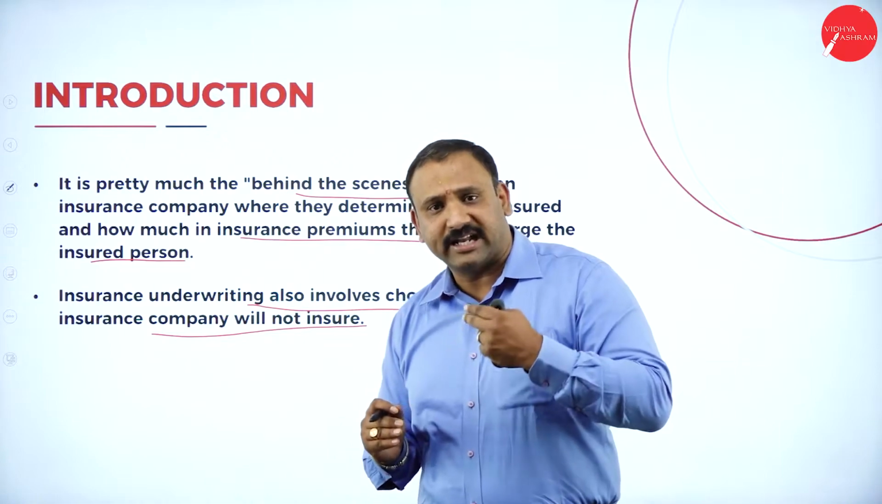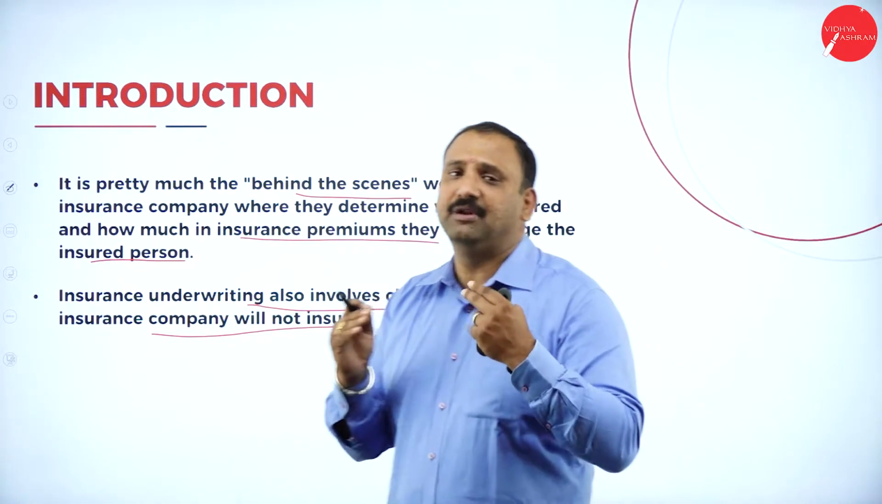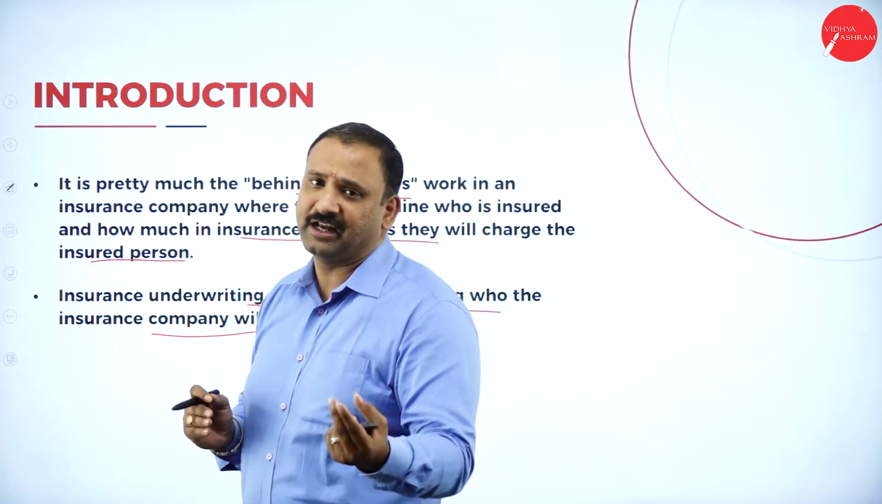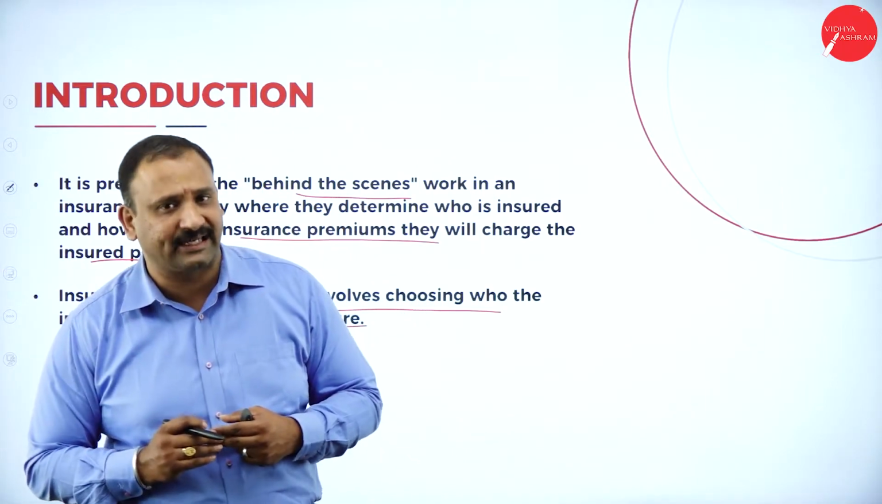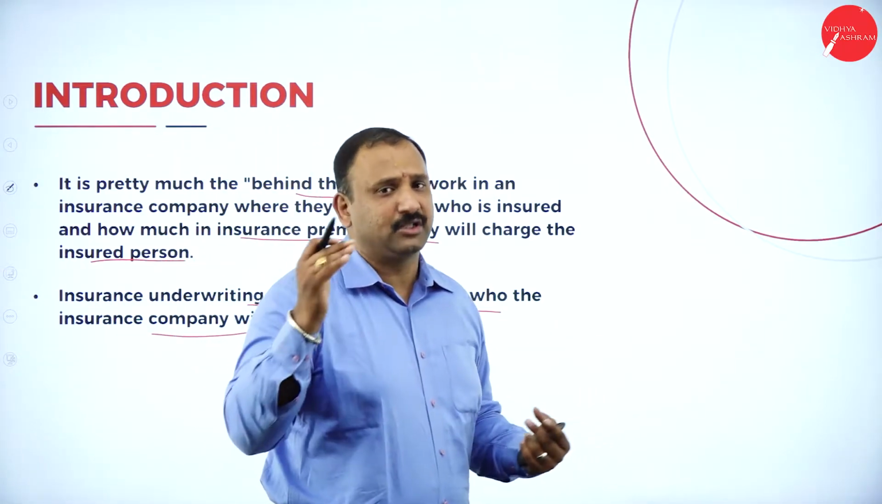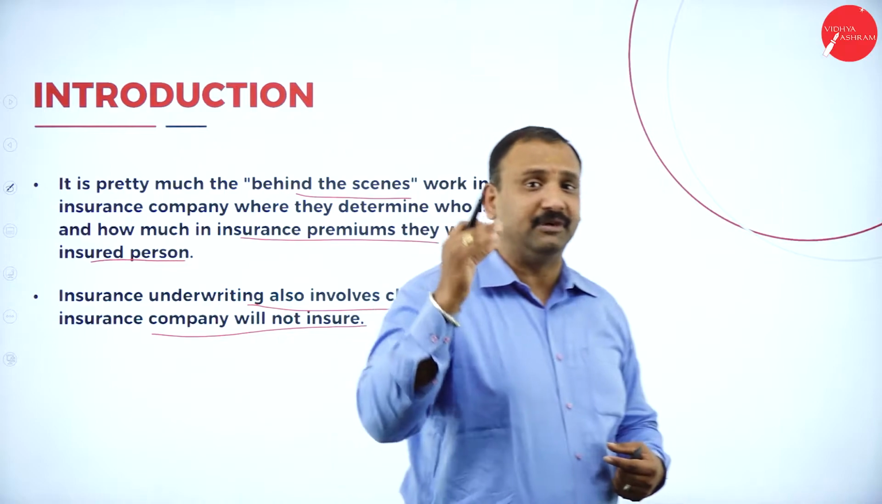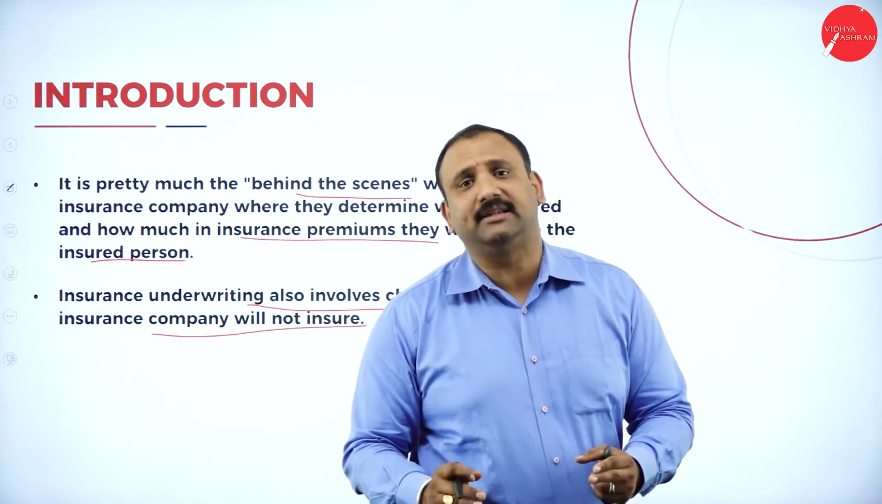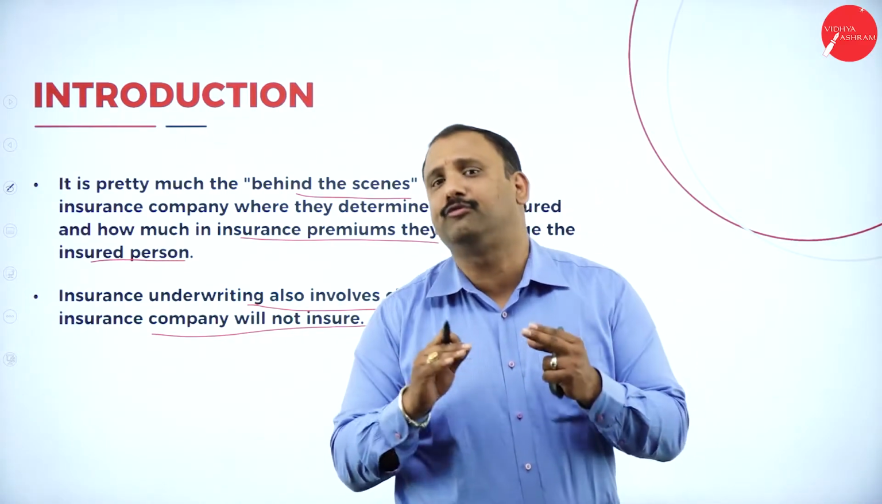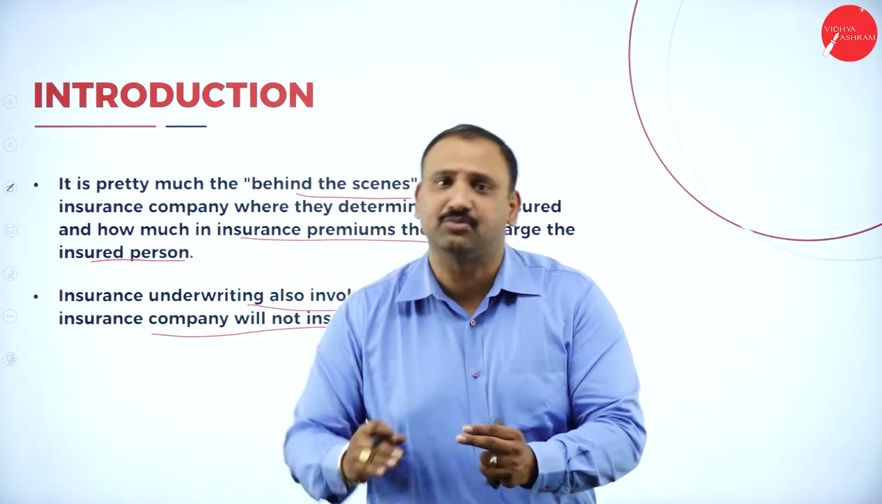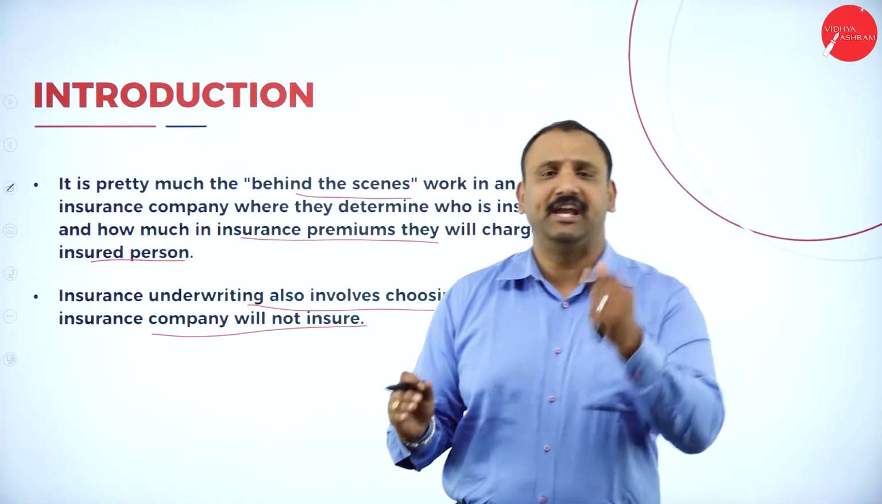So when things are above the stated risk, I will not take the risk of covering or insuring that particular activity, asset or life. That is why the insurance company will decide first what are the things which we will not go for insurance and what are the things which will be covered under insurance.